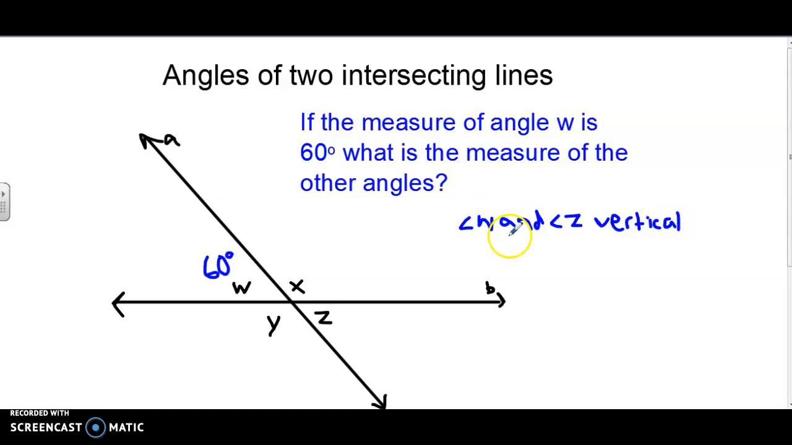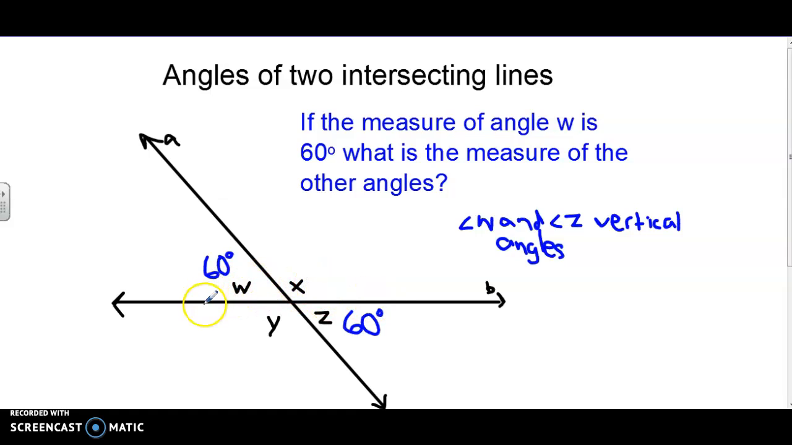All right. Now vertical angles, their relationship is they have the same angle measure. So if we know that angle W is 60 degrees, well then we also know that angle Z is 60 degrees. So vertical angles are always the same. So that means that W and Z are vertical angles, and then X and Y are also vertical angles. So once we find the measure of one of them, we'll have the measure of the other because vertical angles are congruent. They have the same measure.